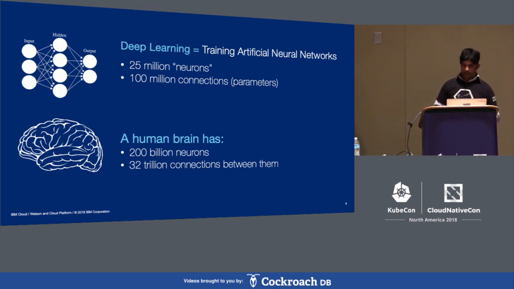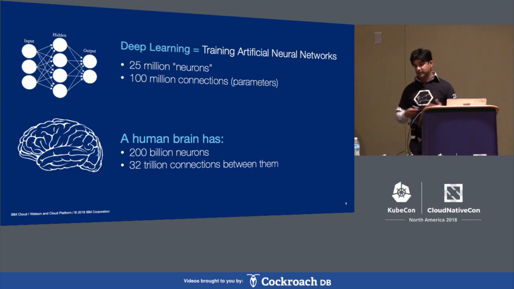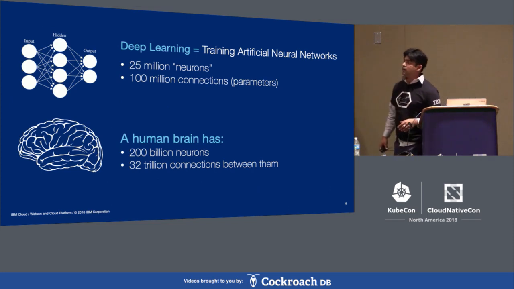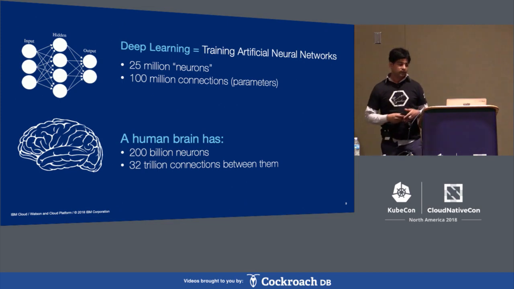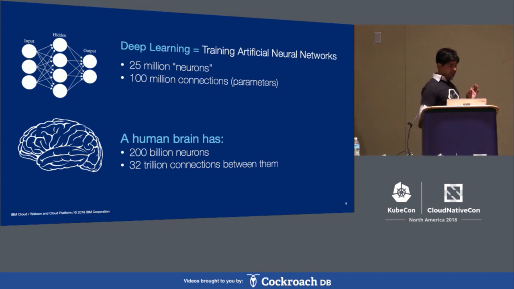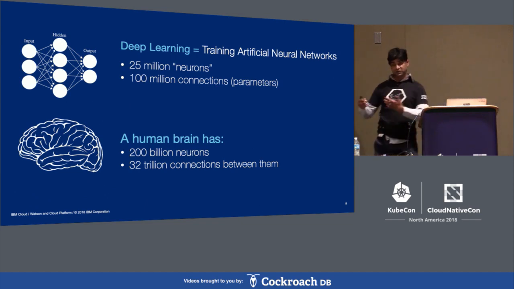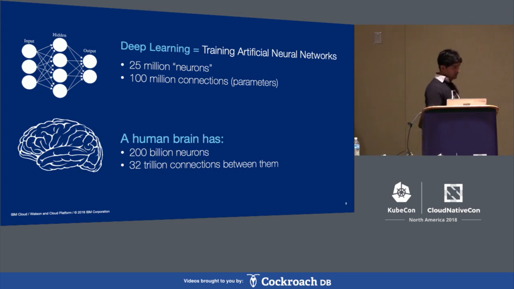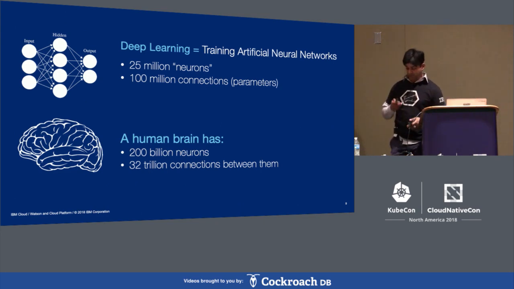What exactly is deep learning? Essentially, we are training artificial neural networks. If we look at the capacity which it has achieved, around 25 million neurons, 100 million connections, compare it with the human brain: 200 billion neurons, 32 trillion connections. So that means what deep learning has achieved today is only 0.0003% of what a human brain can do. But in spite of achieving that small a capacity, it's able to do so much. That's humongous.